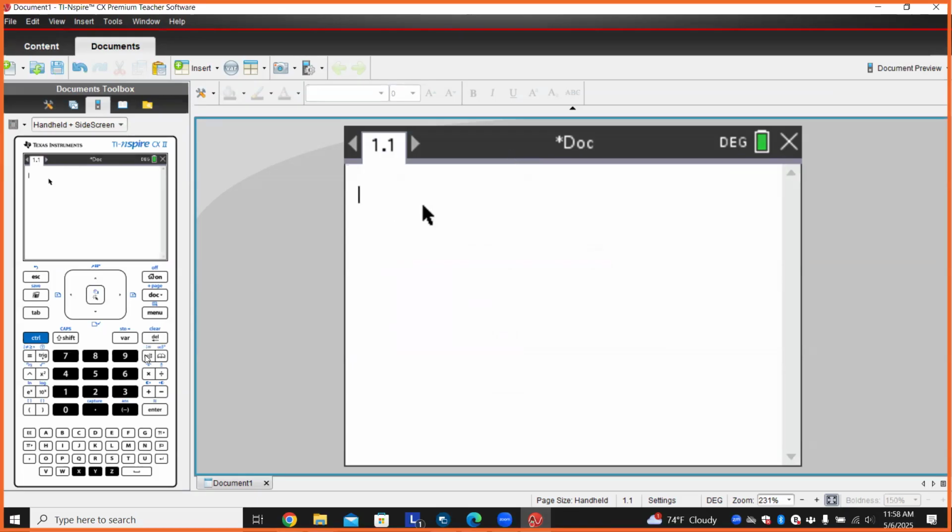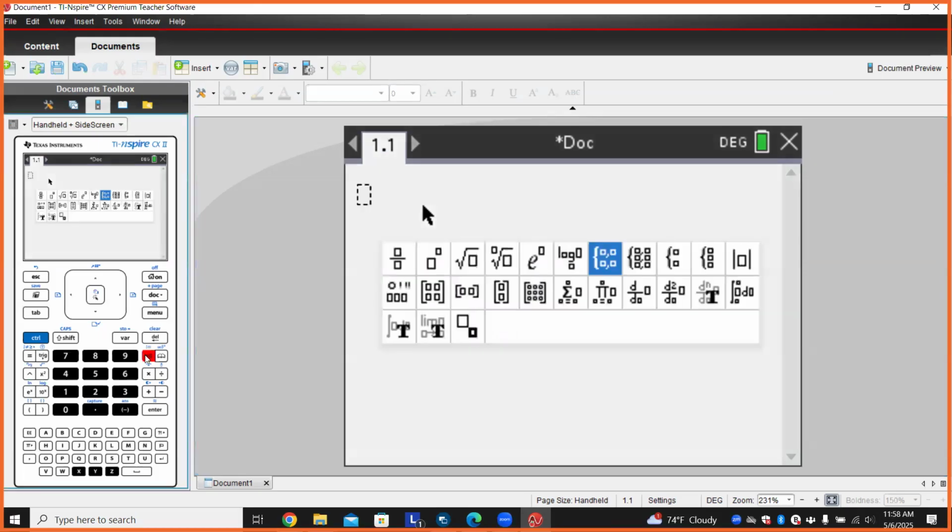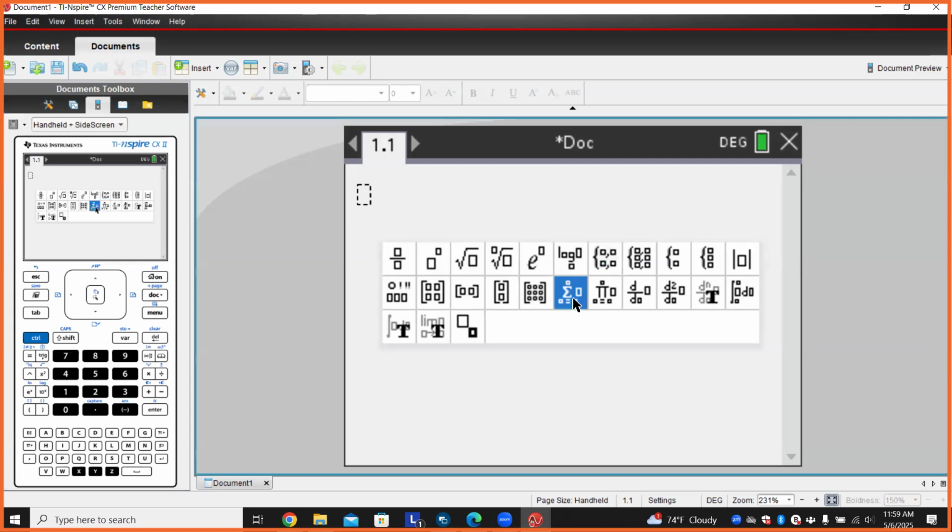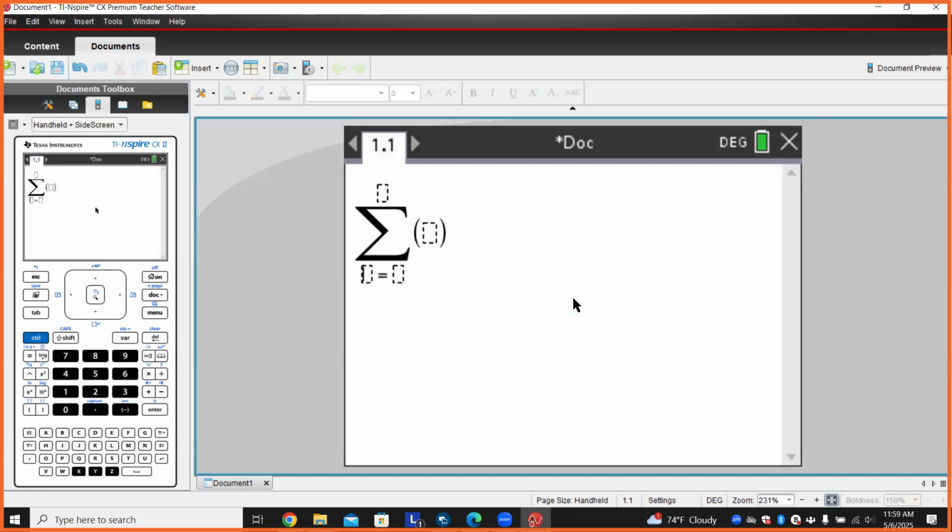You hit that, and you'll see it right there, next to the 9 squared matrix. If you just hit that, that little sigma thing will appear. Mine's a little thicker than y'all's.